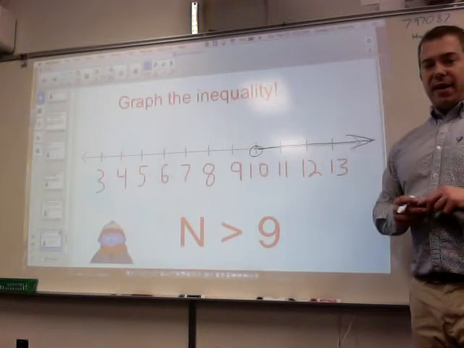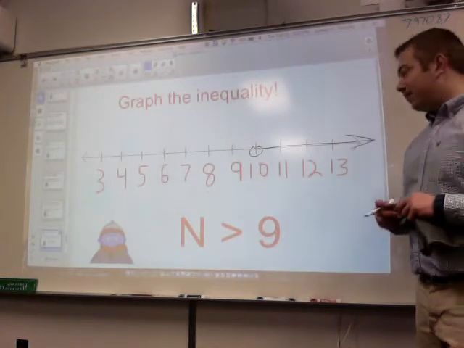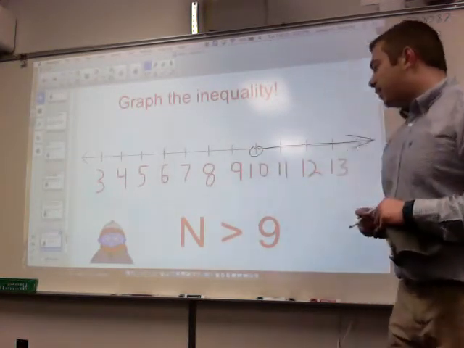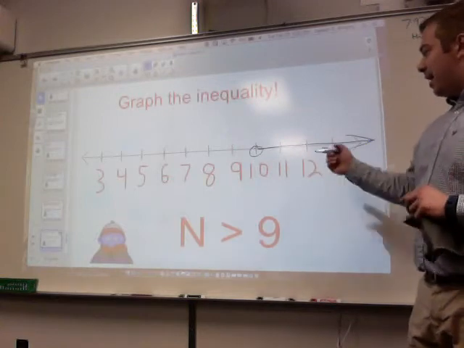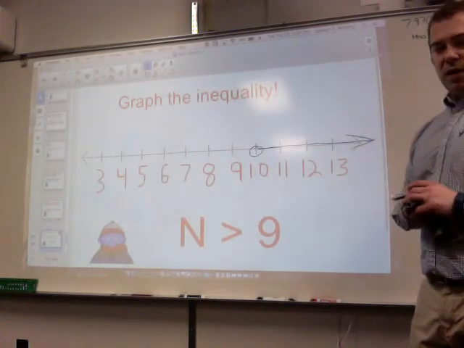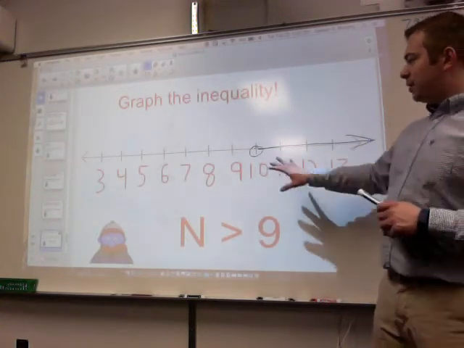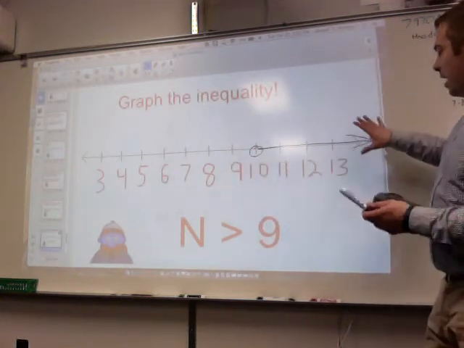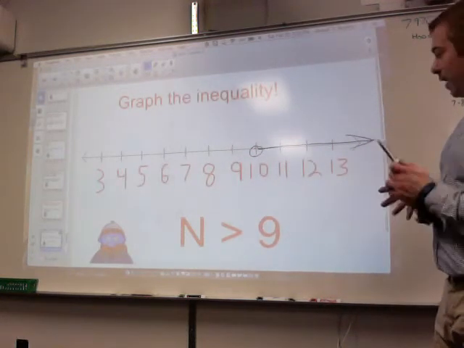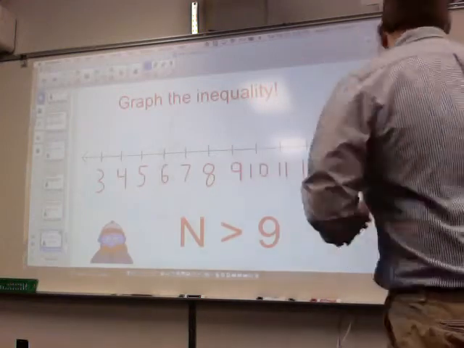N is greater than 9. It's not going to be equal to 9, so that's why I didn't start there. So N is greater than 9. I just graphed it. Not too hard, right? When you graph it on a number line, you just have to put your starting point and draw a line and know that it goes forever. That's why there's an arrow there. Let's see another example.